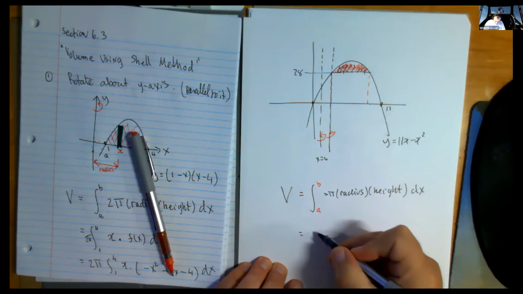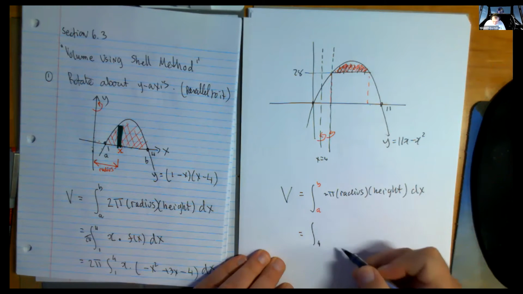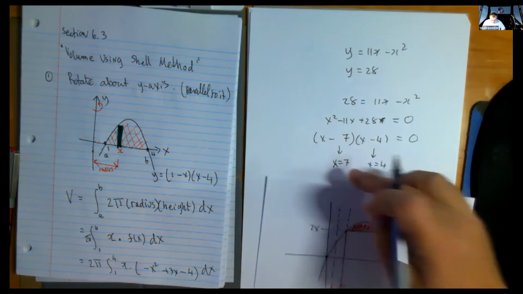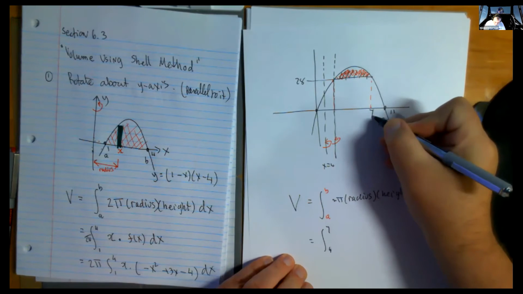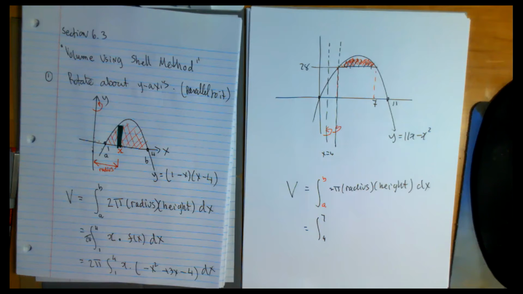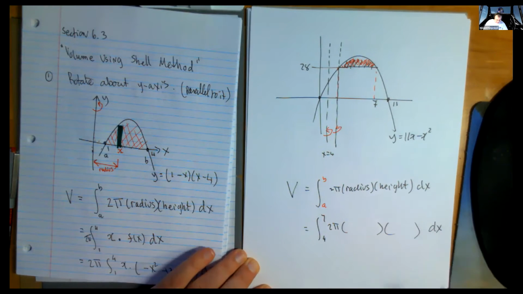So I can go from 4 to 7. Mr. Albertson, just to be clear, we're not rotating this about the y-axis. We're rotating this about x equals 4, right? We are rotating about the line x equals 4, yes. Okay, gotcha. And the line x equals 4 is parallel to the y-axis, but it's not the y-axis. Right. So 2 pi, radius, height, dx.